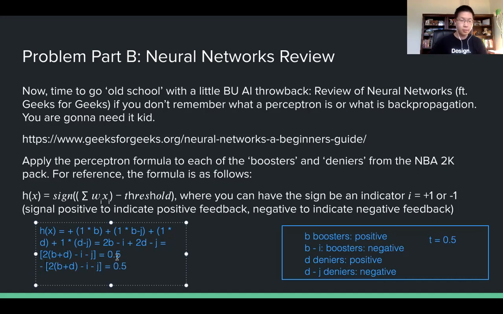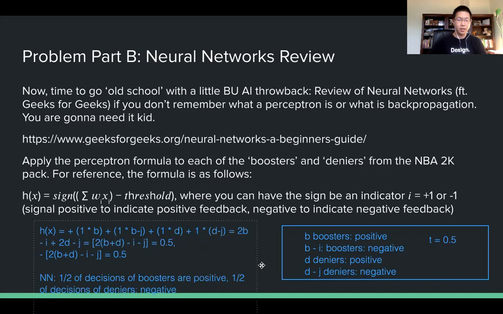So what does that mean in terms of the neural network? It means very simply, half of decisions of the boosters are going to be positive. Half of decisions of deniers are going to be negative. So this whole entire thing is essentially a 50-50 situation. So 50% probability that LeBron will choose something positive, and 50% that LeBron will choose something negative.